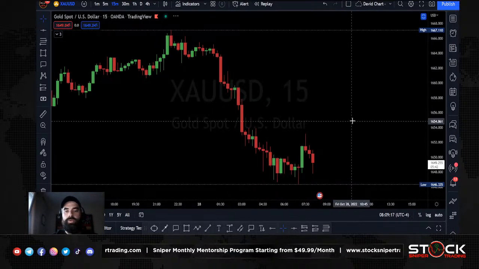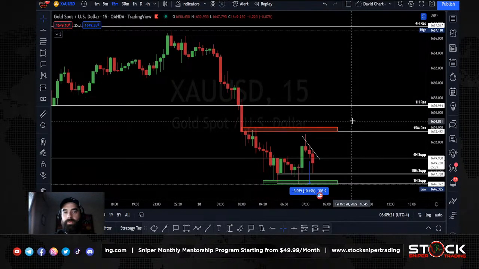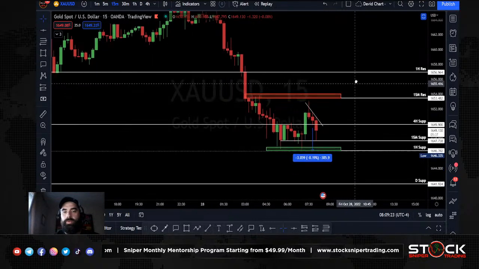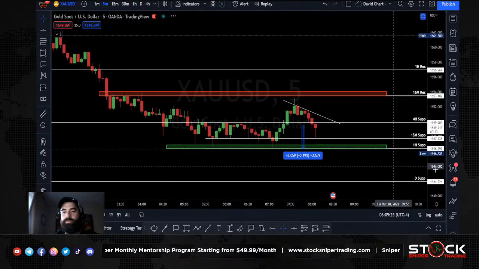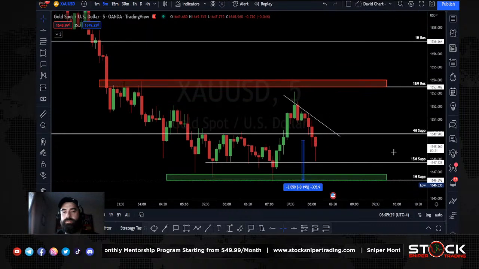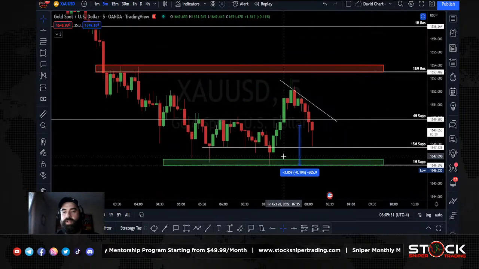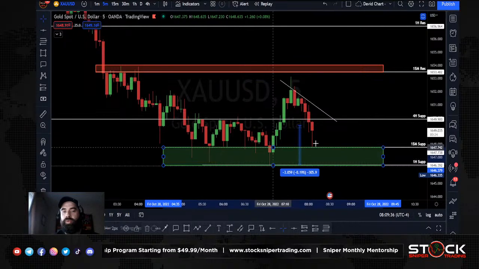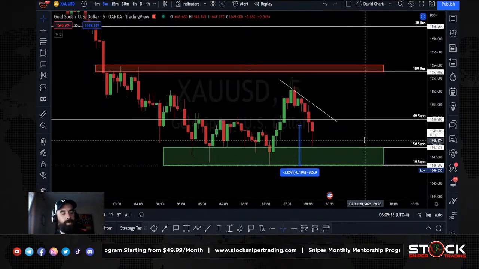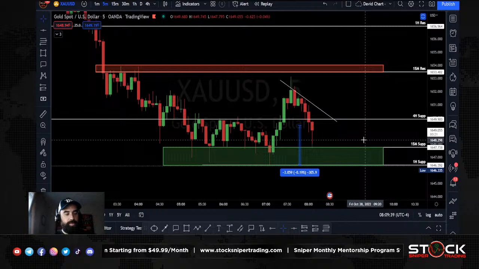So there's gold. Okay, on the 5. Okay, respecting the zones here, so you can see I have a big block. All right, getting ready for the overall, maybe initial impulse. Okay, before the news.